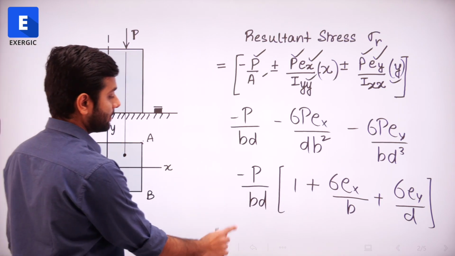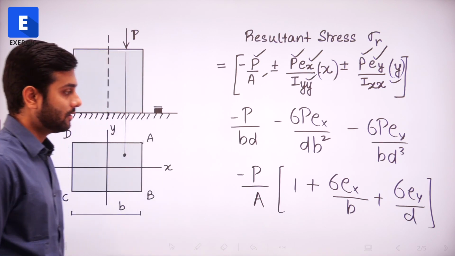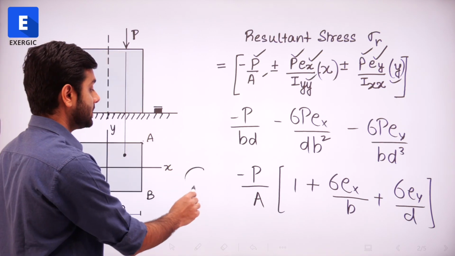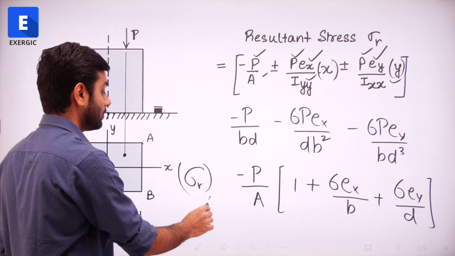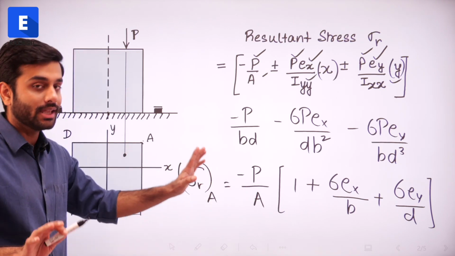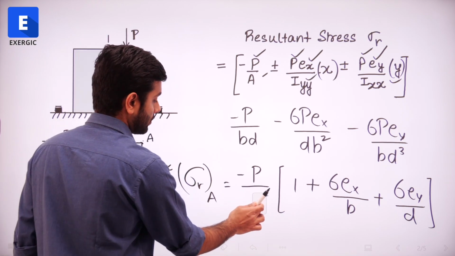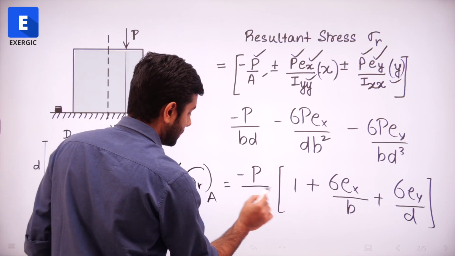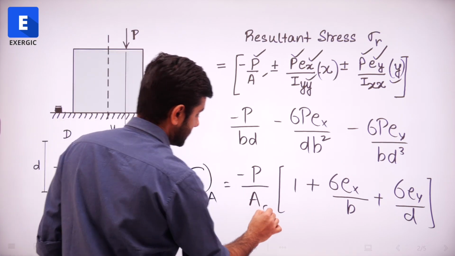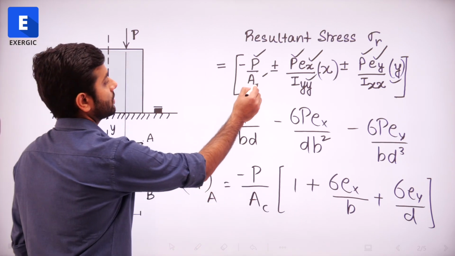And BD is nothing but area, cross-sectional area, so you can write it as A also, minus P by A. So this is the resultant stress due to all three factors at point A. Please note, this A is representing area, cross-sectional area. So let me write it as AC here to differentiate this A from that one. Correct? This is also cross-sectional.